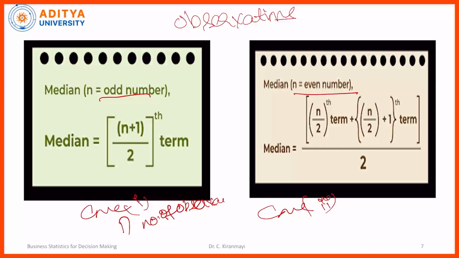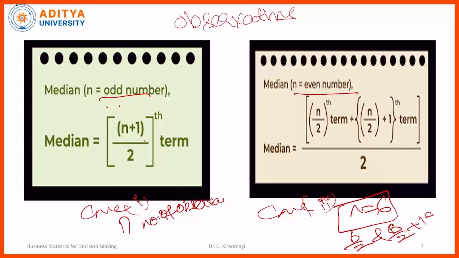Number of observations may be odd, number of observations may be even. So when the number of observations is odd, then the (n plus 1) by 2 term will be the median of the data. If the number of observations is even, say for example 6, then the 6 by 2 term and the 6 by 2 plus 1 term, that is the 3rd and 4th terms, will be the median values.